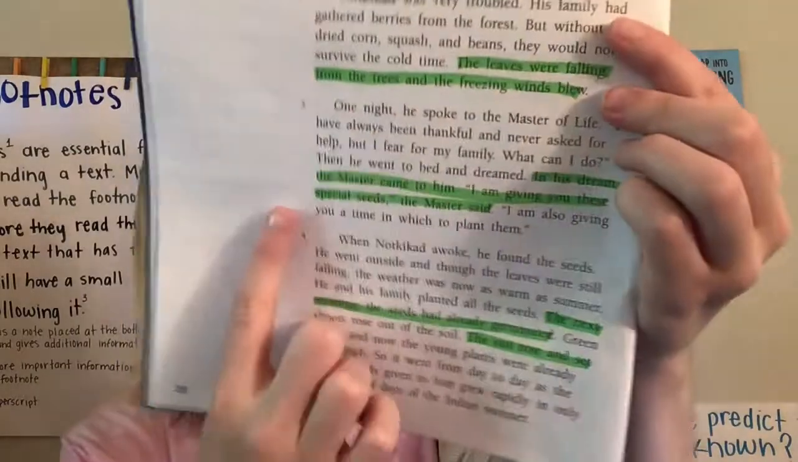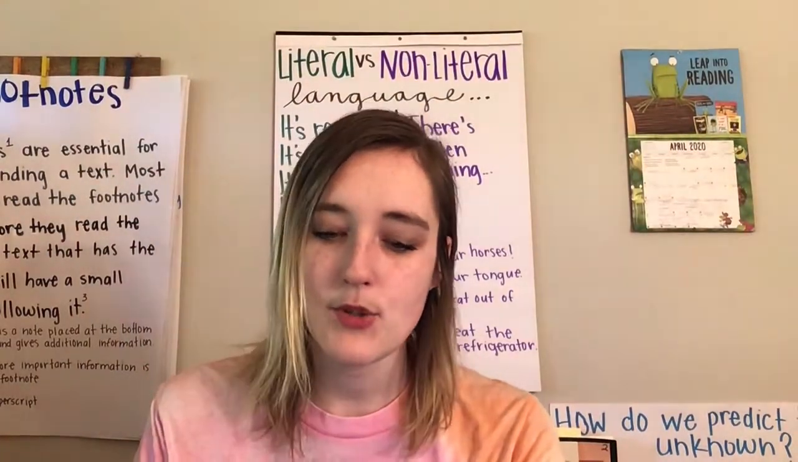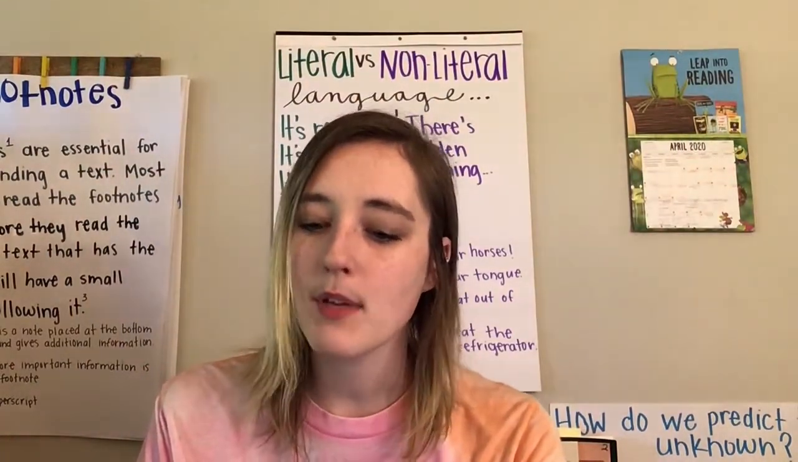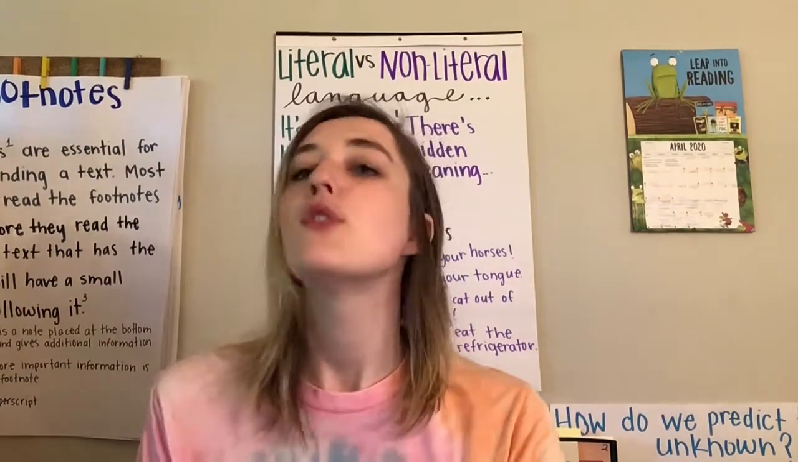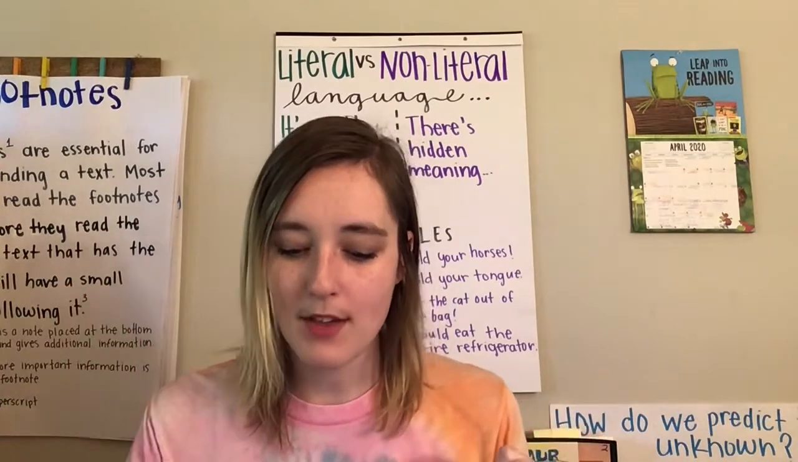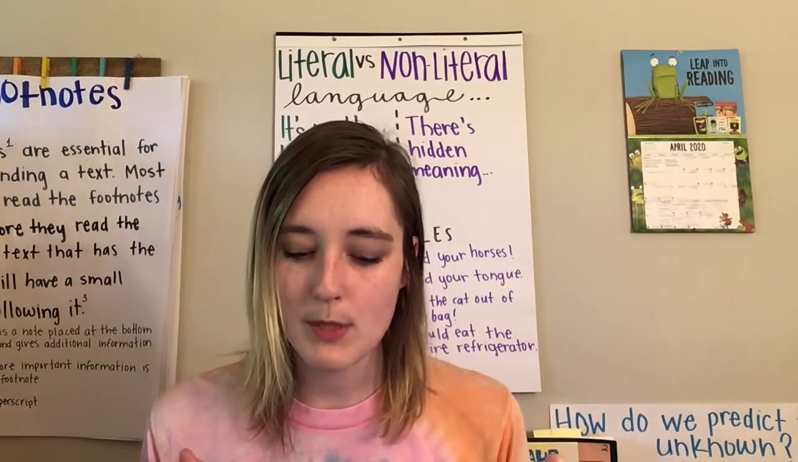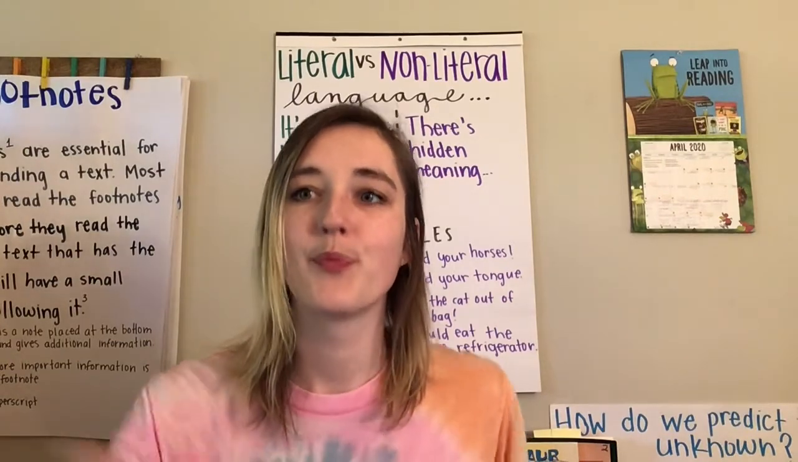Okay, so the next detail from the text is in paragraph 3. It is in the middle portion. It starts right here. And it says, in his dream, the master came to him. I am giving you these special seeds, the master said. So I'd like you to, in quotation marks, write, in his dream, the master came to him. I am giving you these special seeds, the master said. Go.